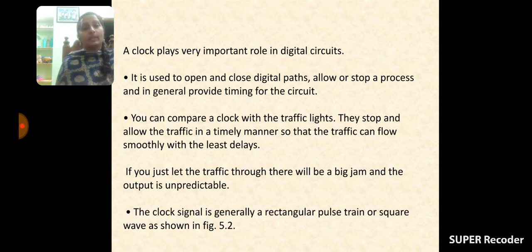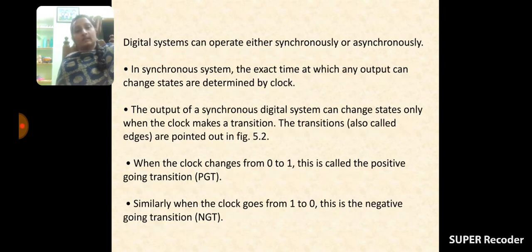You can compare a clock with traffic lights. Why can we compare? Because they stop and allow the traffic in a timely manner. If red light means stop and green means go. So that way it will accept the inputs and control the outputs. Is it clear? So clock is generally what? It is a square pulse.